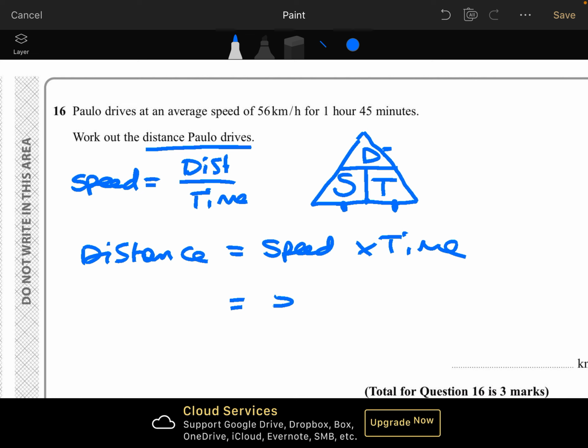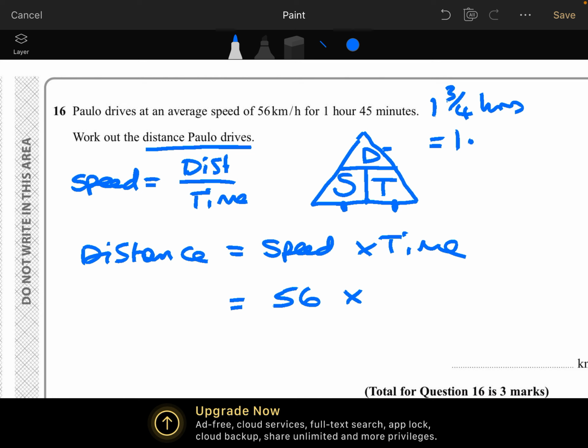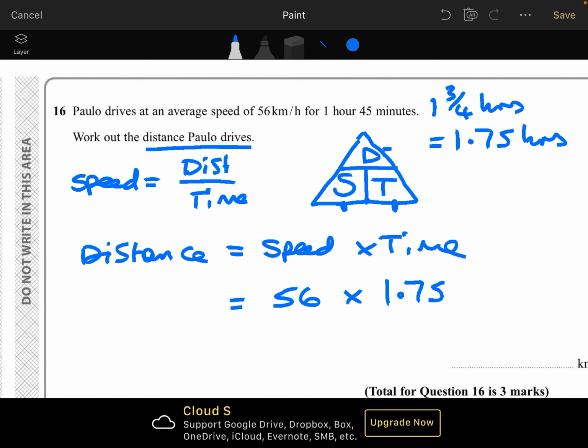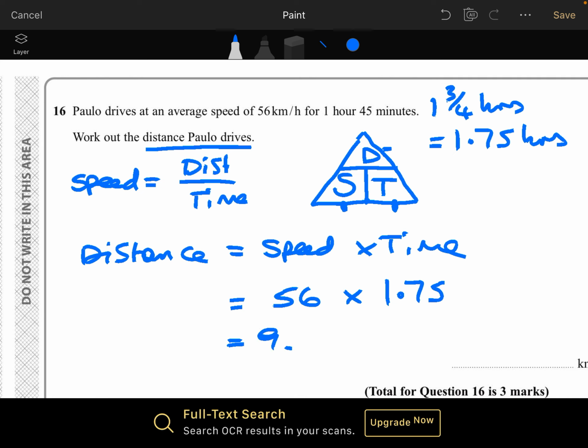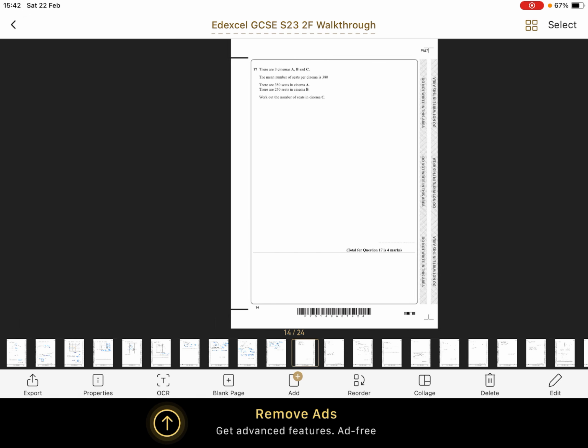So our speed is 56 kilometers per hour, and our time is 1 hour 45 minutes, or 1 3/4 hours, or in decimal format 1.75 hours. So we're going to times it by 1.75 because that's easier to put into our calculator. So 56 times by 1.75 is 98 kilometers. Notice I've used the same units as in the speed that was given there.